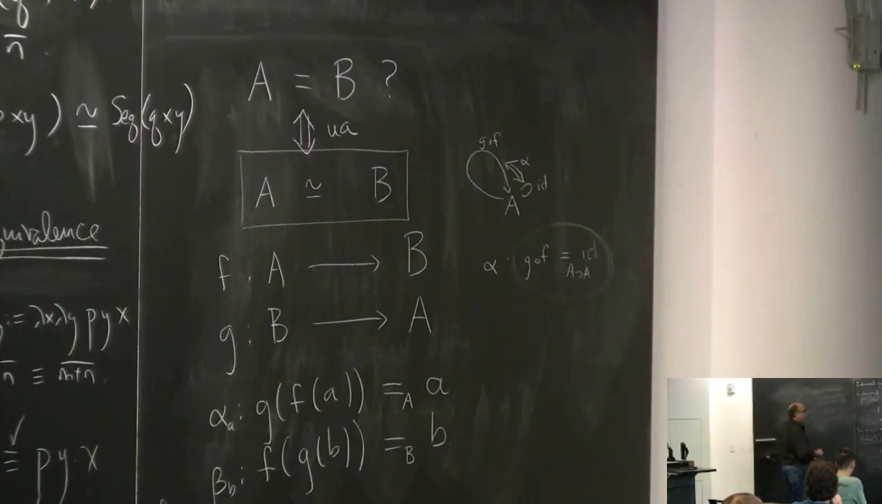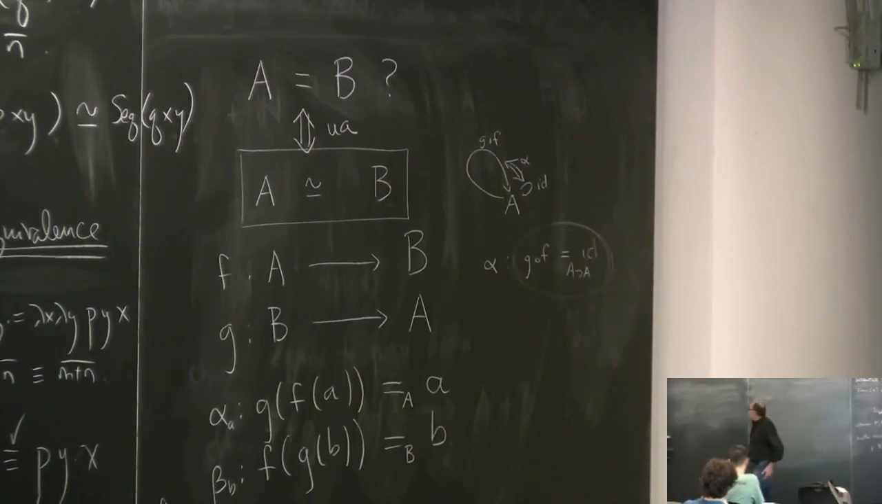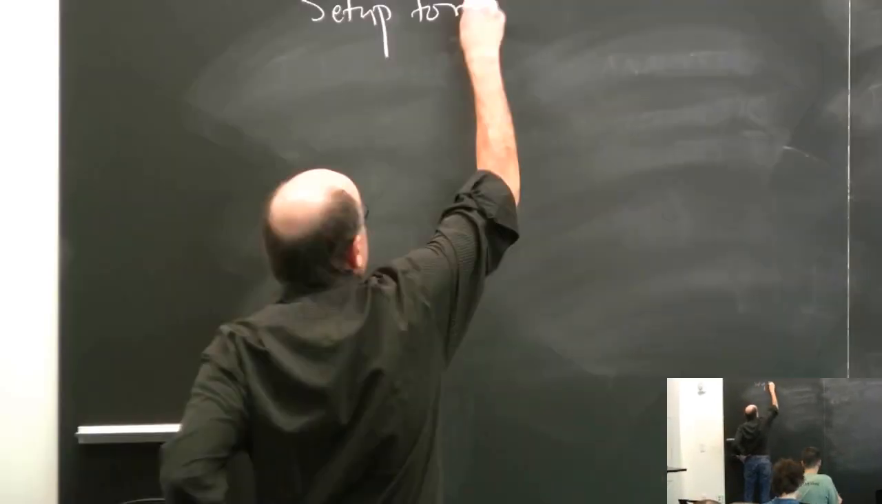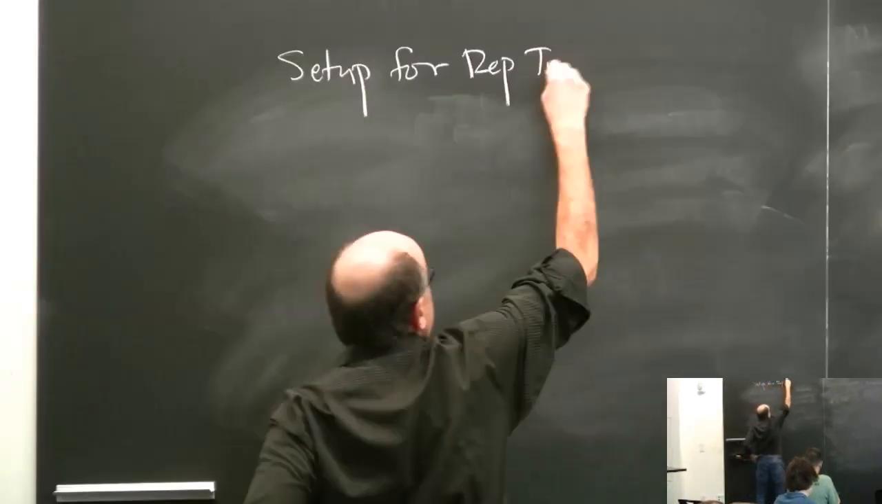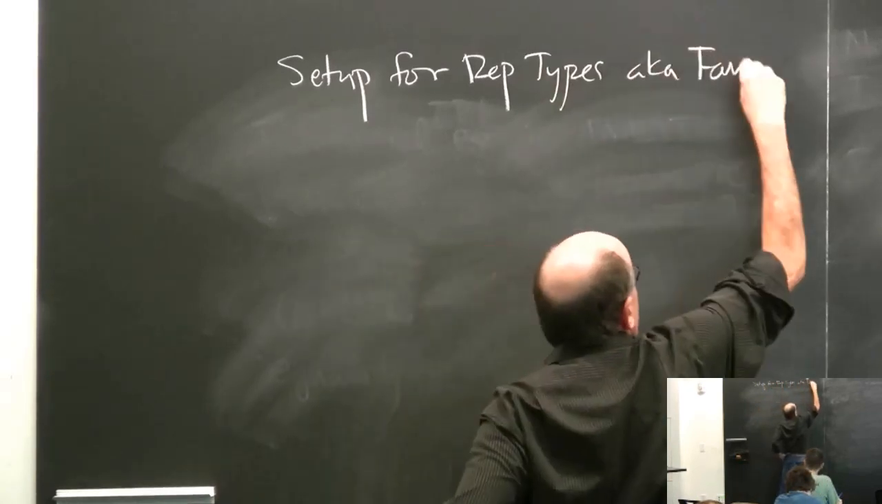Okay, so other questions? Okay, so now let's start talking about the structure of dependent type theory. Some of you may know this already, but I want to mention a few important general properties about it. So what is the general setup? I'll call it the setup for dependent types or families. So dependent types is basically a synonym for families of types.